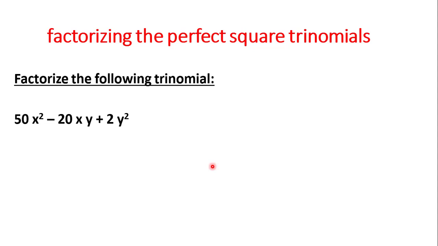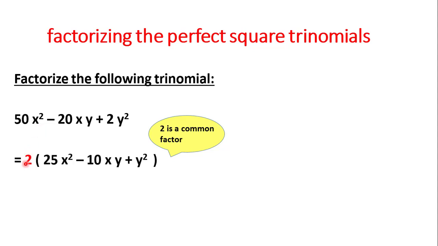Okay, for example, I want to factorize here 50x power 2 minus 20xy plus 2y power 2. It's arranged. Then I can take a highest common factor here. I can take 2. I'll divide each term by 2. 50x power 2 divided by 2 equals 25x power 2. Then 20 divided by 2 is 10, so negative 10xy. And 2y power 2 divided by 2 is y power 2. So I take 2 as a common factor, and I divide each term by 2.